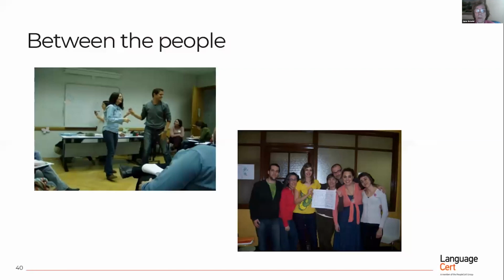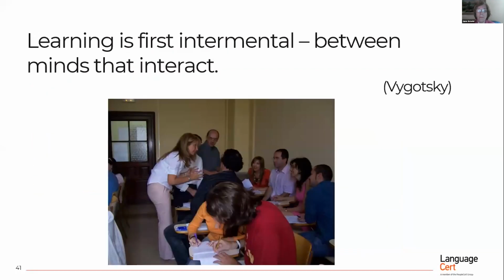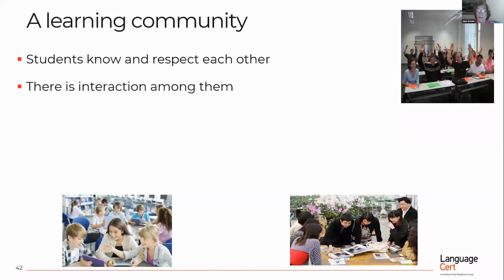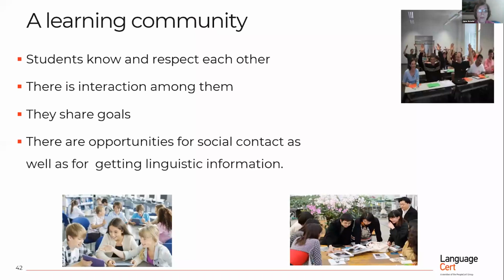Okay, now we're going to look at the aspect of between the people. Vygotsky said that learning is first intermental, between minds that interact. And the class needs to be a learning community where students know and respect each other. There's interaction among them. Share goals. There are opportunities for social contact as well as for getting linguistic information.